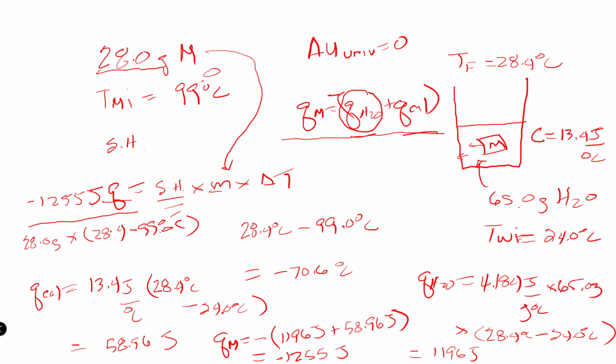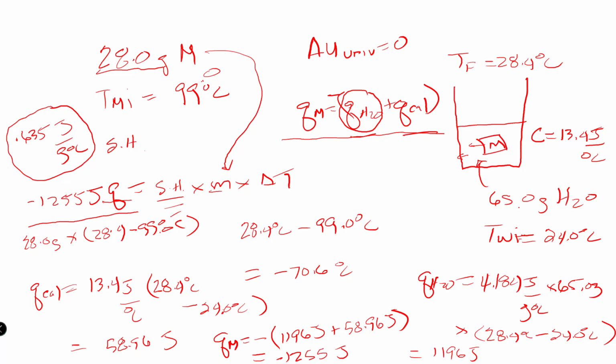All right, divide that by 28, and divide that by parentheses 28.4 minus 99. And we get 0.634 or 0.635. So we get an answer of 0.635 joules per gram degree Celsius. So there's our answer right there. That's the specific heat of the metal slug.